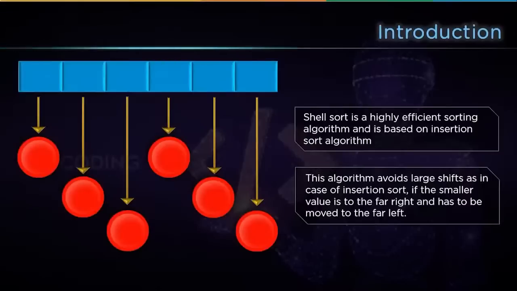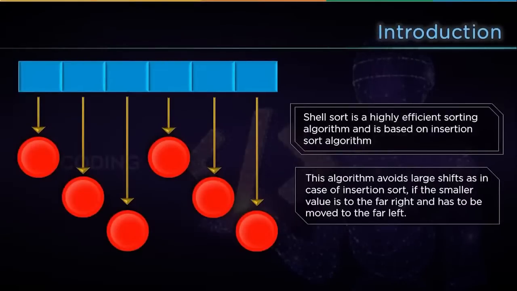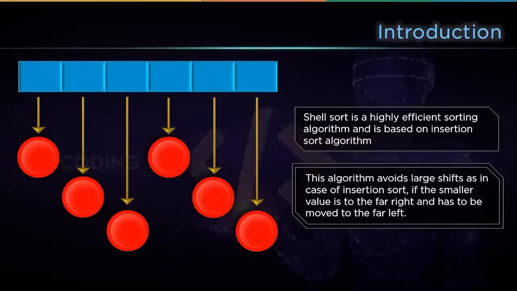Let's get started with an introduction to shell sort. Shell sort is a sorting algorithm that is based on the insertion sort algorithm, and it is very efficient. When a smaller value is on the far right and must be shifted to the far left, this method avoids significant shifts as in insertion sort.